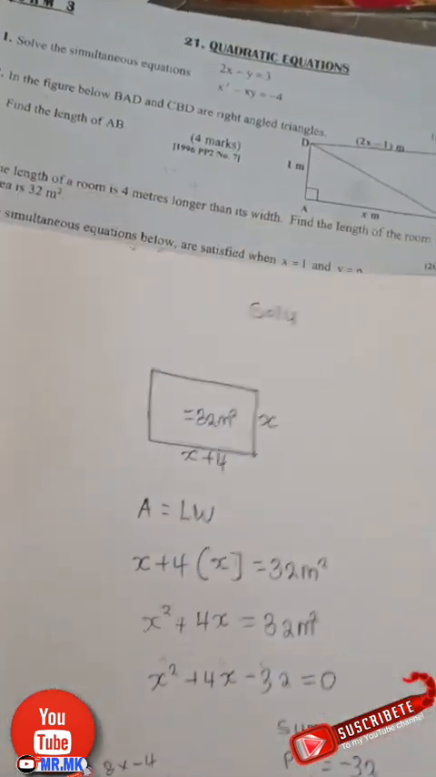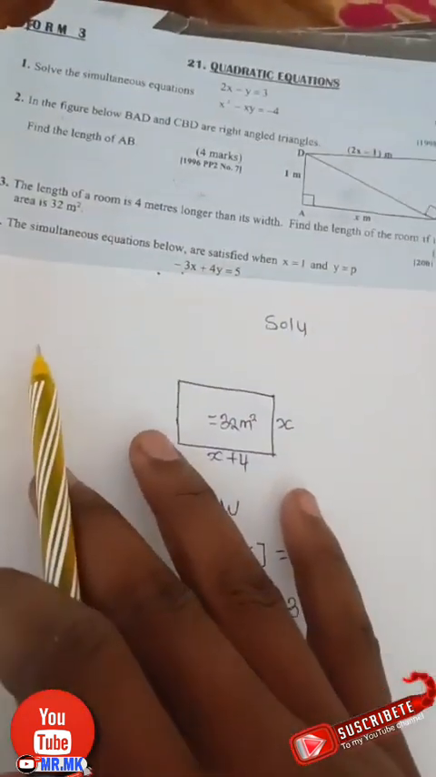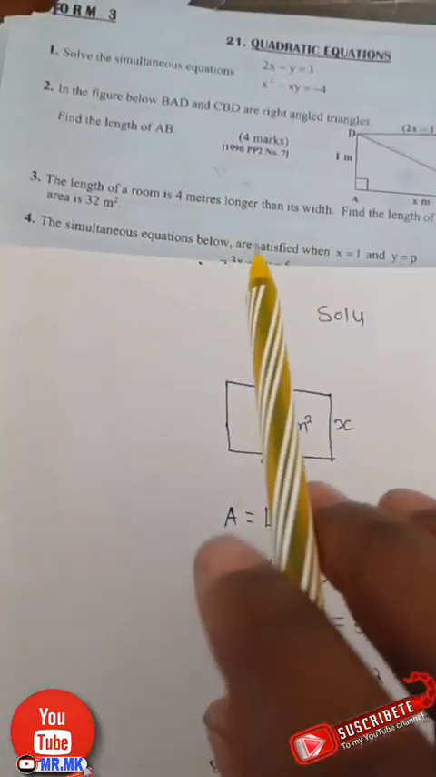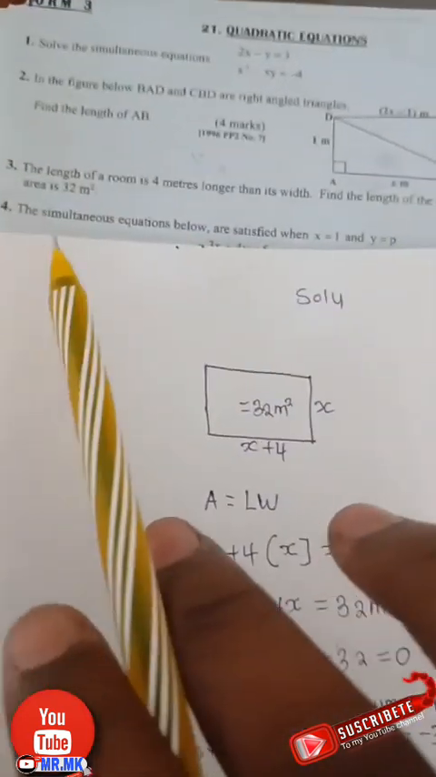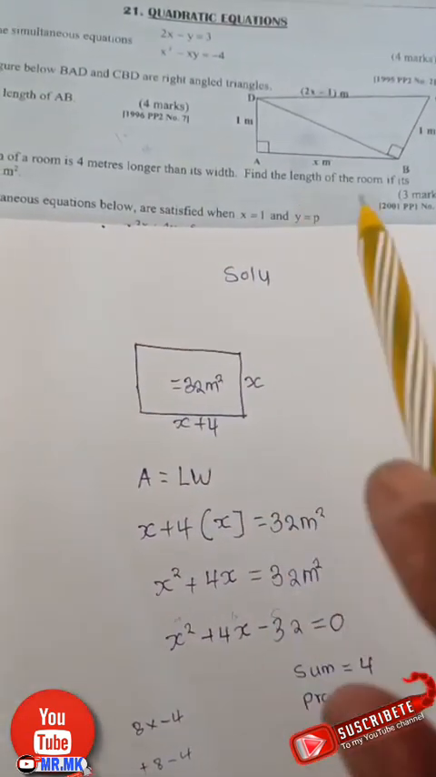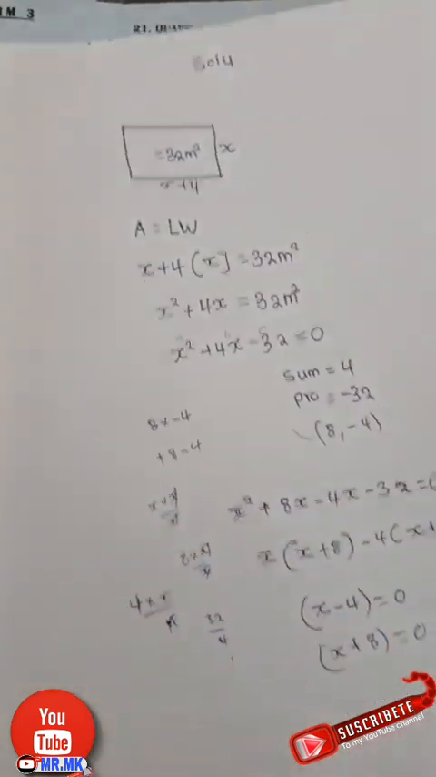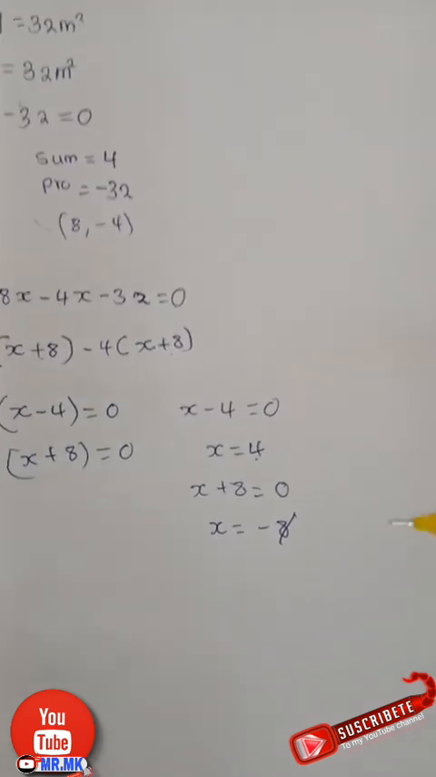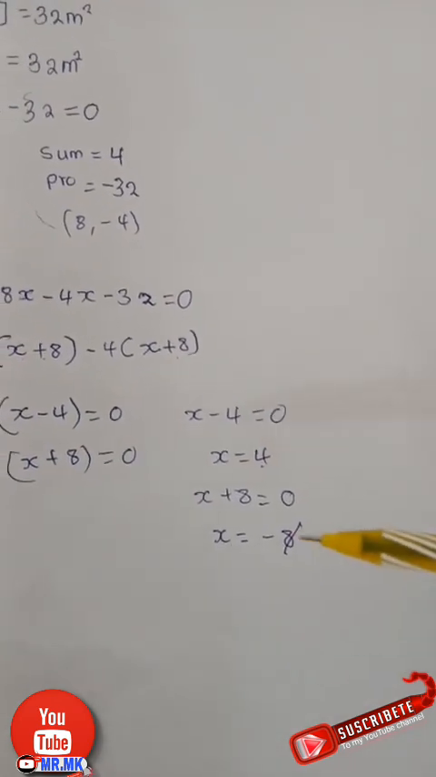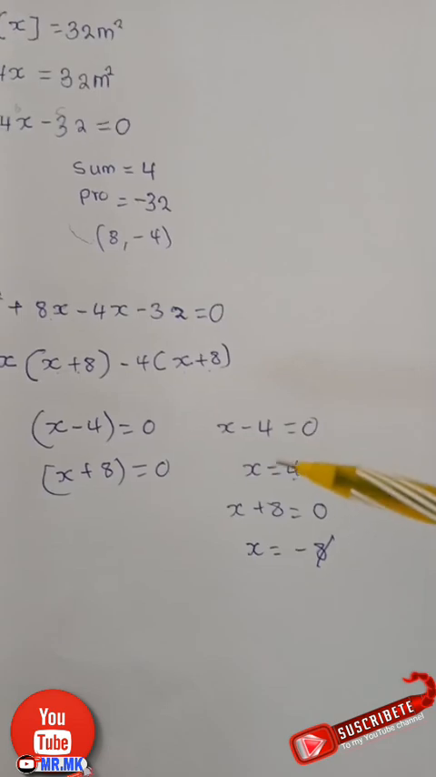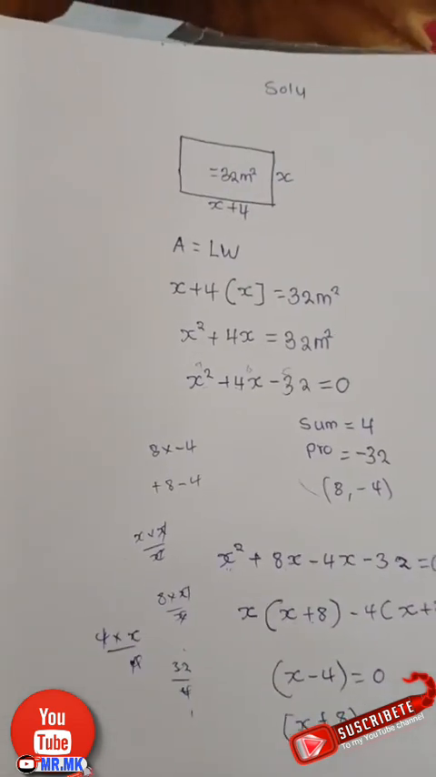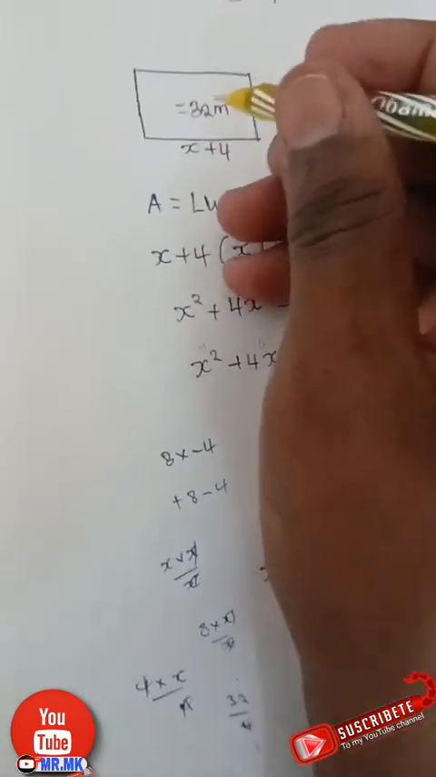Now the question says what? The question says the length of the room is 4 meters longer than its width. Find the length of the rectangle if its area is 32 meters squared. Meaning that after you have done this, we have said that x is equal to 4, x is equal to negative 8. Now we ignore the negative one, you just take the positive one to get the length of the rectangle. Where we have the value for x, we'll replace with the value 4.